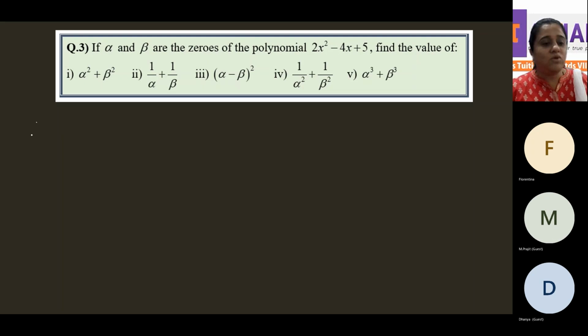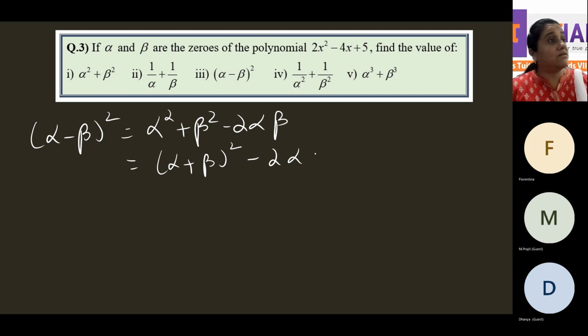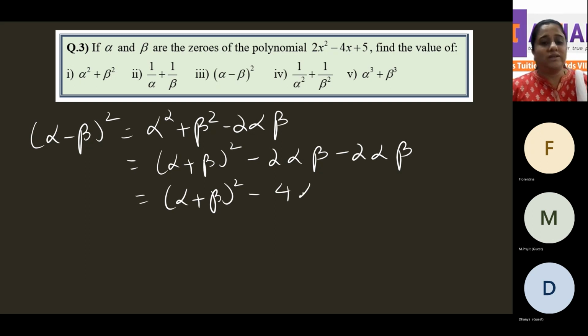One minute, one minute. See, what are you saying? See, you tell me. Alpha square plus beta square minus 2 alpha beta. You understand this? Now tell me what is alpha square plus beta square? Alpha plus beta the whole square minus 2 alpha beta. Alpha plus beta the whole square minus 2 alpha beta minus 2 alpha beta. So this is alpha plus beta the whole square minus 4 alpha beta. Don't you think it's identity only? See here. Alpha minus beta the whole square, alpha plus beta the whole square, 4 alpha beta.